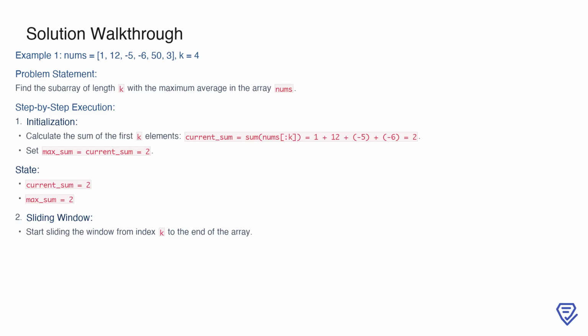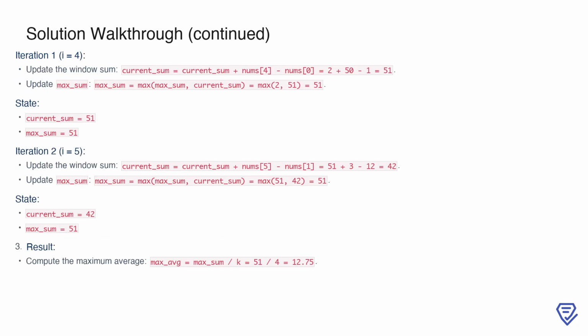Now, we will use a sliding window approach, moving the window one step at a time and updating the sums accordingly to determine the maximum sum for any subarray of size k in the array. As we slide the window, we first move to the subarray ending at index 4. Here, we update the current_sum by adding the new element 50 and removing the first element 1 from the previous window. This gives us current_sum equals 2 + 50 - 1 = 51.